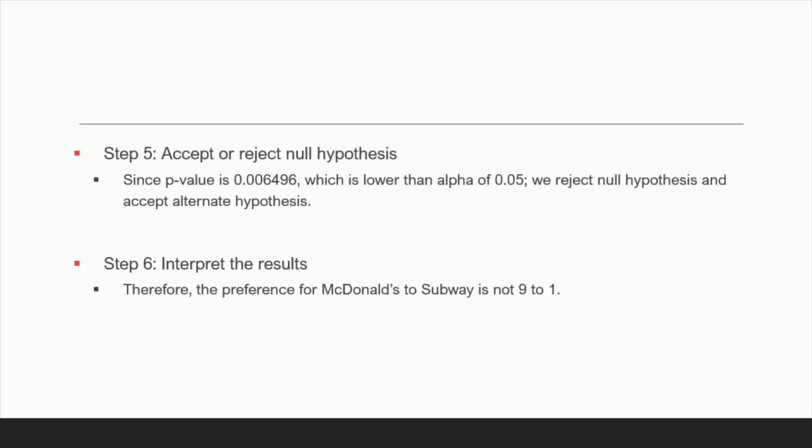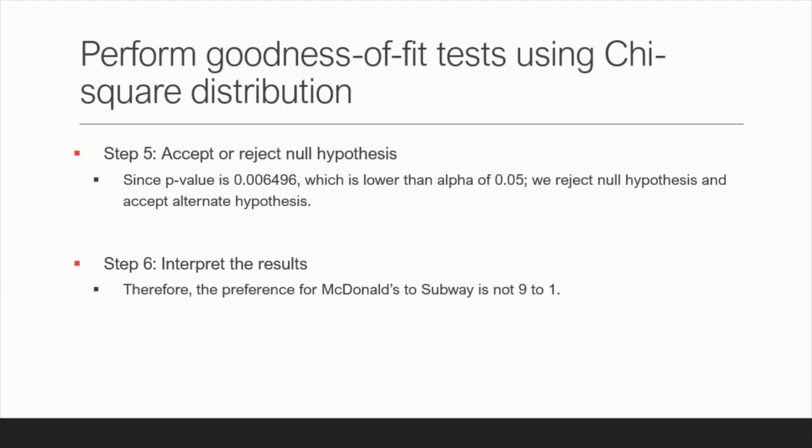Step 5. Accept or reject null hypothesis. Since p-value is 0.006496, which is lower than alpha of 0.05, we reject null hypothesis and accept alternate hypothesis. Step 6. Interpret the results. Therefore, the preference for McDonald's to Subway is not 9-1. This marks the end of our chi-square test.